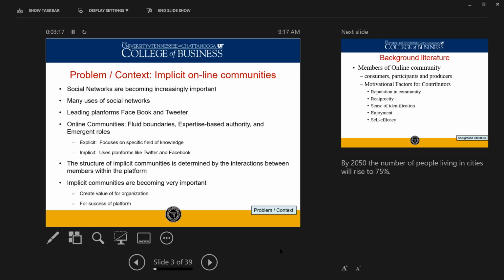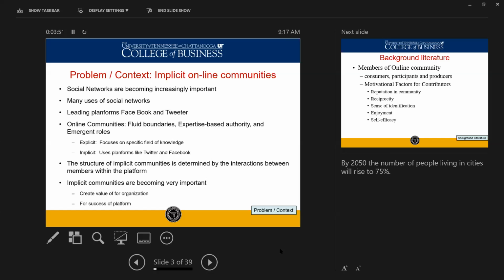And that is the area of our interest: what is the structure of these implicit communities that get formed, and then how that structure impacts how people share knowledge in these communities. So obviously these implicit communities are increasingly becoming important because they create value, because a lot of knowledge sharing happens in these implicit communities, and a lot of important information actually gets shared in there.